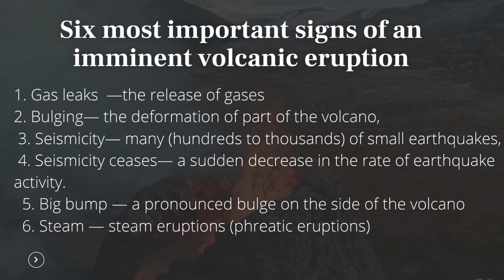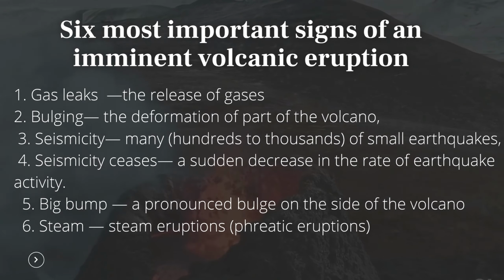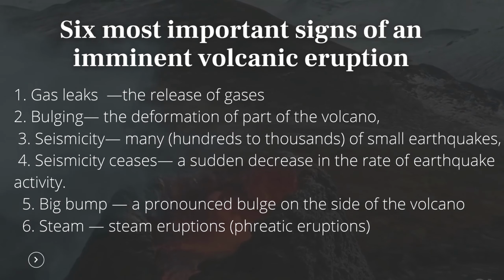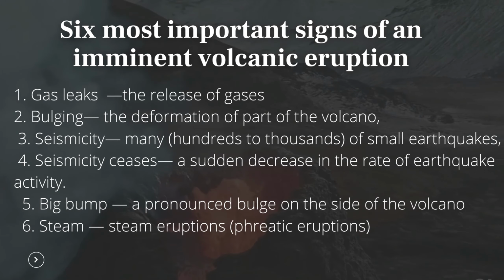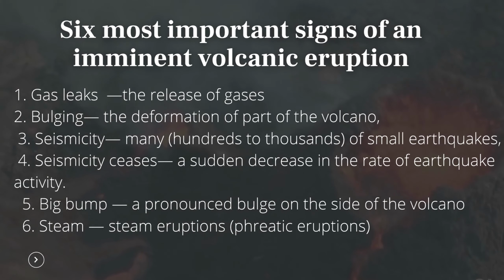3. Seismicity: many small earthquakes indicating that magma is on the move. 4. Seismicity ceases is a sudden decrease in the rate of earthquake activity. This may indicate that magma has stalled and that something is about to give way. 5. Big bump is a pronounced bulge on the side of the volcano, which may indicate that magma has moved close to the surface. 6. Steam eruptions happen when magma near the surface heats groundwater to the boiling point.